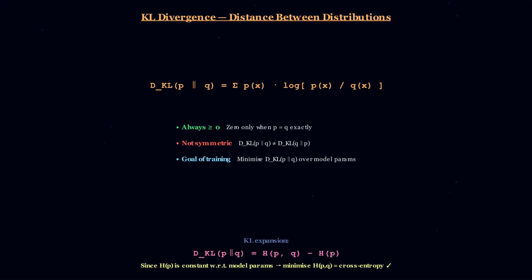Minimizing the KL divergence between the true label distribution P and the model's predicted distribution Q is the goal of training a classifier. And here is the key step. Expand the KL formula, and part of it is exactly the cross-entropy between P and Q. Specifically, KL of P from Q equals cross-entropy of P and Q minus entropy of P. Since the entropy of P does not depend on the model's parameters, minimizing KL is identical to minimizing cross-entropy. That is why cross-entropy is the correct loss.